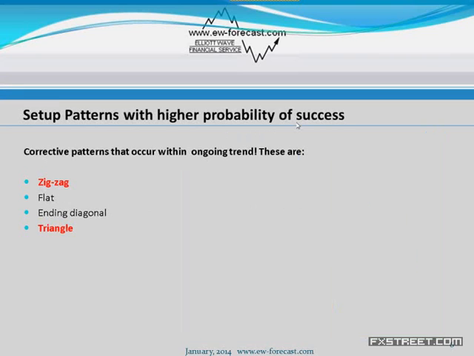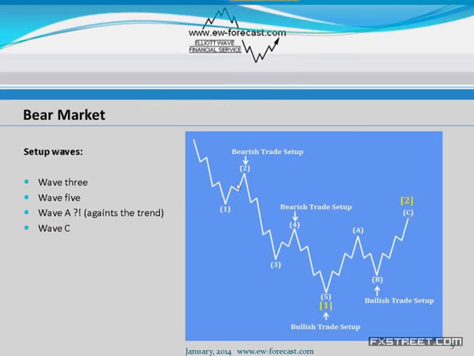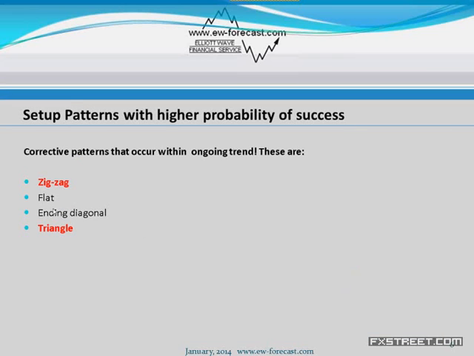Setup patterns with high probability of success. As you know, if you're following Elliott wave methodology, in corrective patterns you have zigzags, which is this one here. Then flats, ending diagonals, which we will cover in the next seminar, and triangles. These are the basic corrective patterns which you can use to identify trade opportunities.